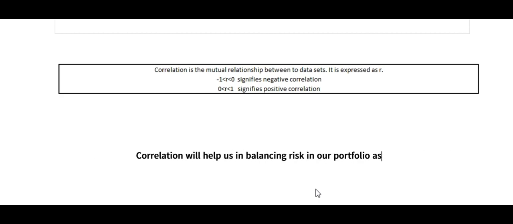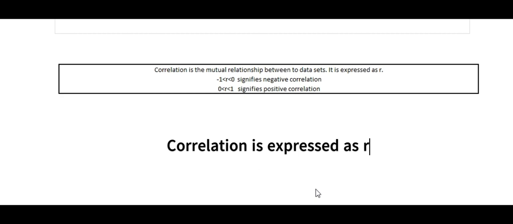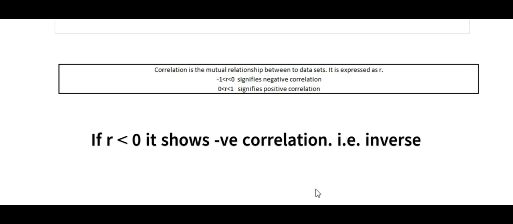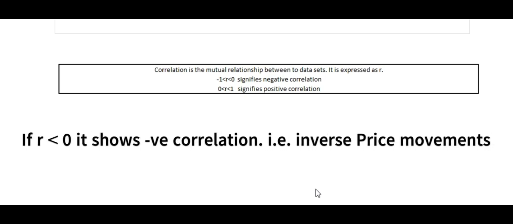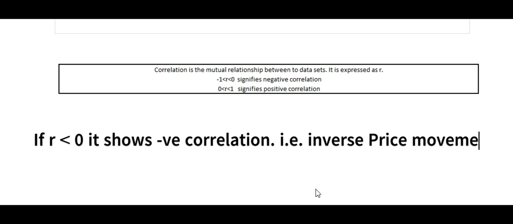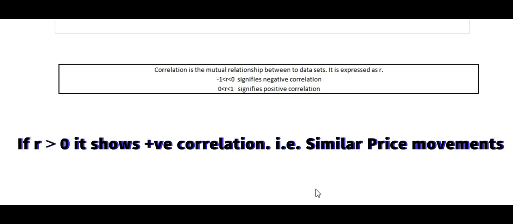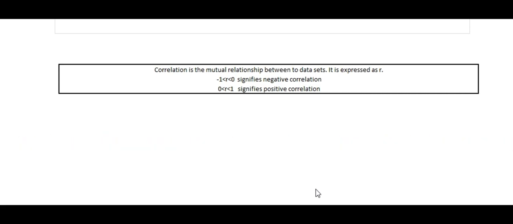Now, correlation typically is expressed as R, and it takes values from -1 going up to +1. Any value between -1 and 0 signifies that the stocks are negatively correlated, which means if one stock goes up, the other will come down. Likewise, if the correlation value is between 0 and 1, that signifies positive correlation, which means both stocks will move in the same direction.